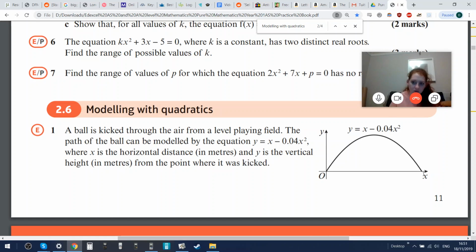That would be like the intervals. And how would you get that? Should we just factorize it? Basically, yeah. You would solve it by making y equal to 0. It's because at the beginning the height is 0, and then at the end the height is 0 again. So if you make y 0 and solve it, you'll get 0, and the second answer will be the distance it's travelled.